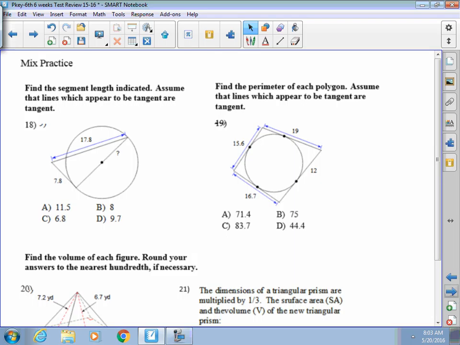Then the last page is your mixed practice. You are going to do these on your own. I'm hoping to use this as a check for your understanding. If you were really paying attention and understand what we've done for this unit in the 6 weeks and what was done on the video, then you should be able to tackle this, because I just gave you another one in a multiple choice setting, which is going to be very similar to your test.